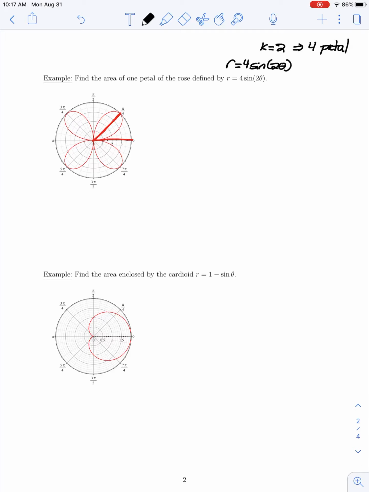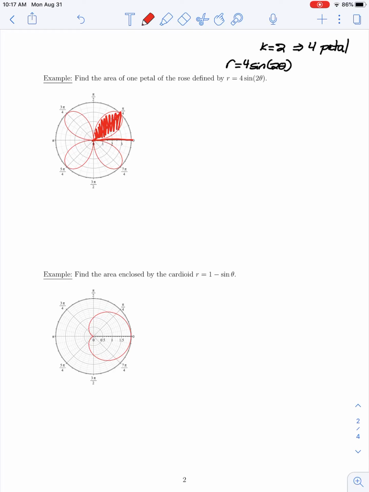So what we're trying to do is find the area of one of these petals. So let me just shade in this first one, and we want the area of it. We have a formula for the area bounded by a polar curve over a given interval, but the problem here is to determine, well, what is the theta interval that defines that first petal?